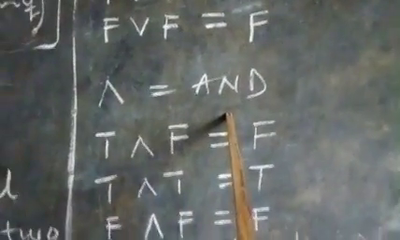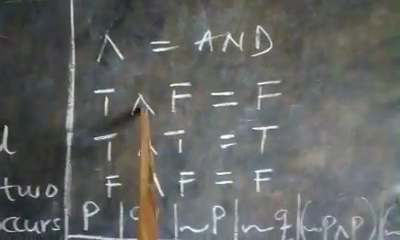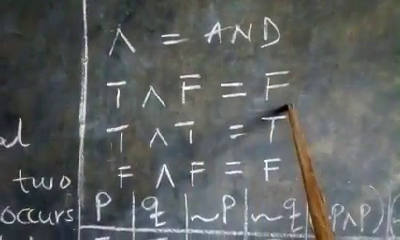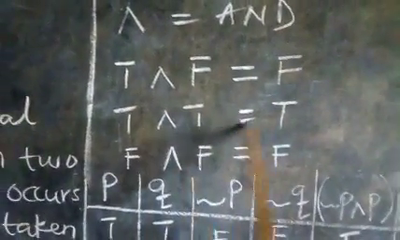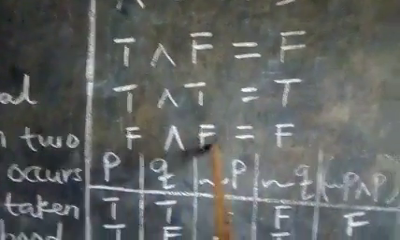And this sign too, we have it in the question. The sign is called and. T and F is equal to F. T and T is equal to T. F and F is equal to F. This is also a law that we need to take note of.